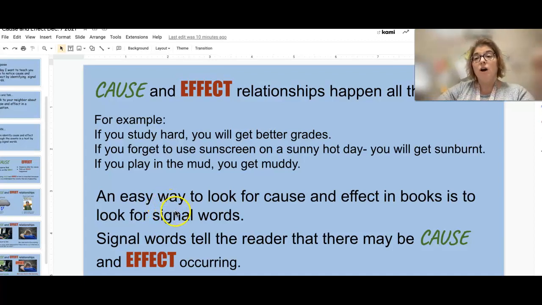So the cause is... ice melts in heat, right? Ice melts in heat. What causes the ice to melt? Heat, right? The cause is heat. The effect is melting, right? Okay. Signal words tell the reader that there may be a cause and effect occurring, right?